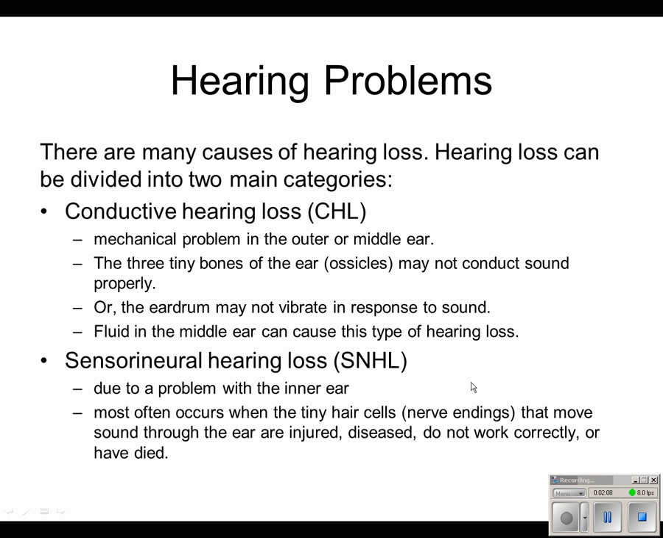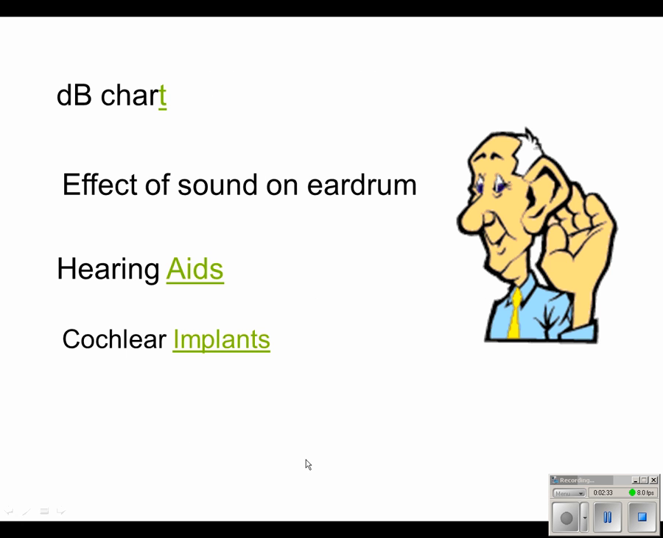sensorineural hearing loss. Sensorineural, think of neuron, has to do with the nerves. It's due to a problem with the inner ear, and that typically has to do with the tiny hair cells or nerve endings that move with the vibrations to transmit the signal to the nerves, which go to the brain. What happens is those hair cells are damaged or diseased, or they've died, so those nerve impulses aren't getting transmitted.